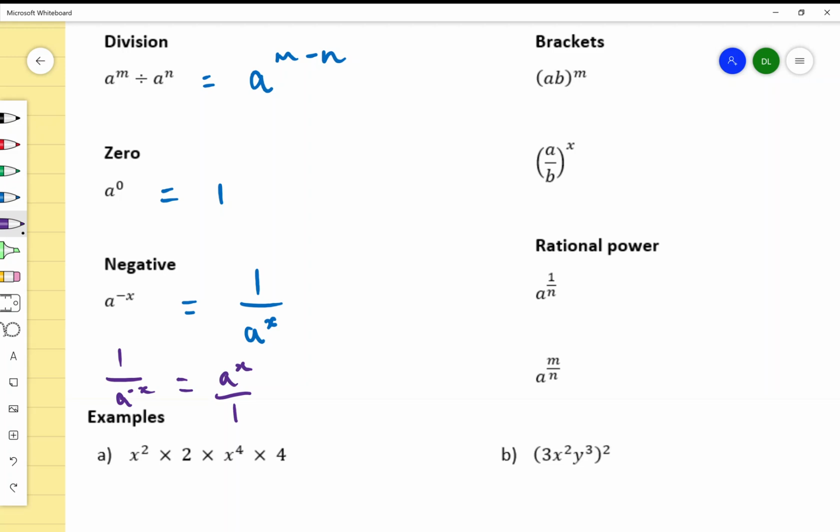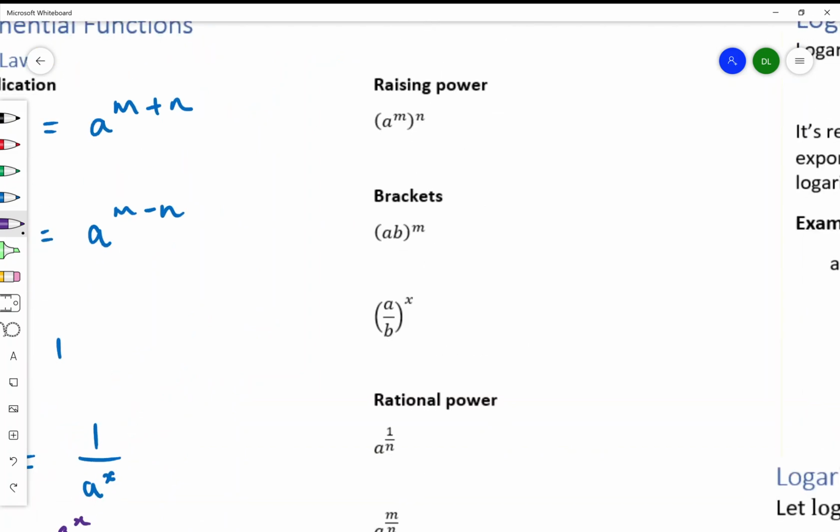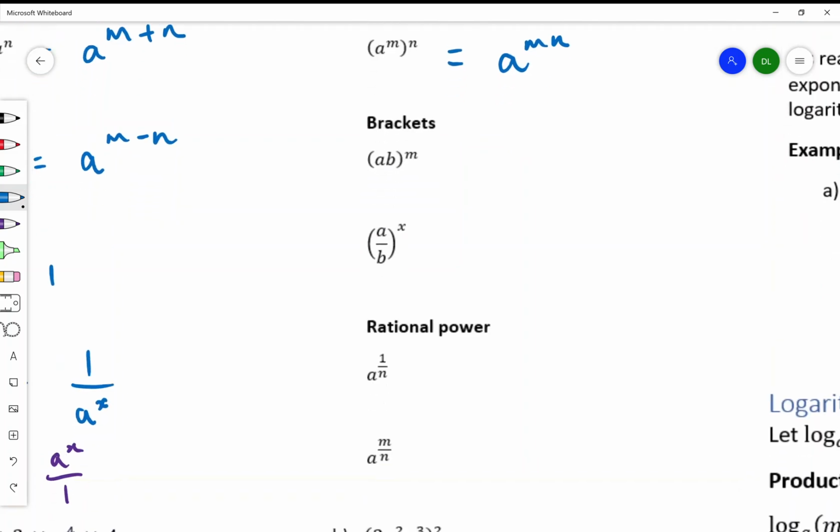Yeah? Okay. What happens if I've got a to the power of m to the power of n? Come on, be more vocal than that, guys. A to the power of mn. Thank you very much. What if I've got a times b in brackets to the power of m? Thank you very much. a^m b^m. What about this one here? a^x over b^x. So everything inside those brackets has the power of x.